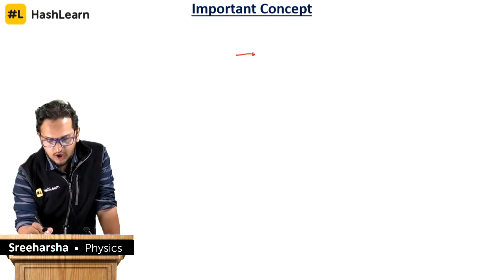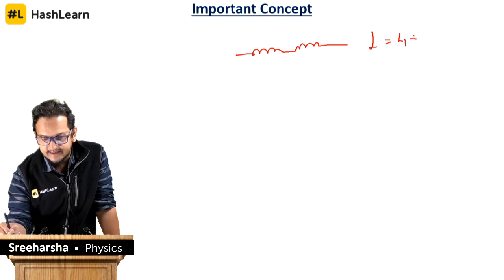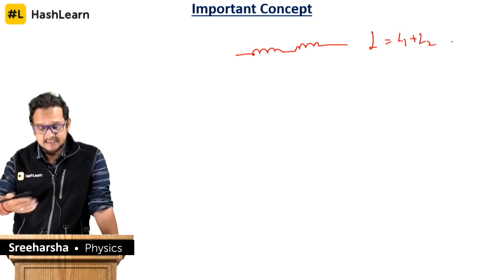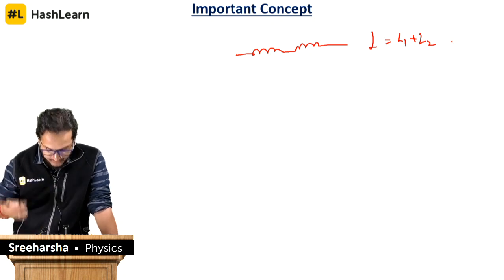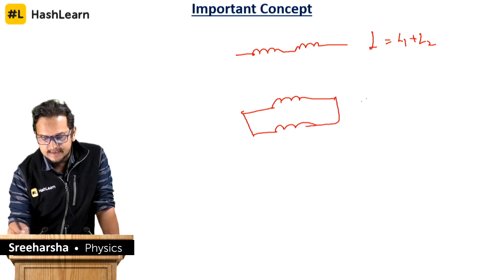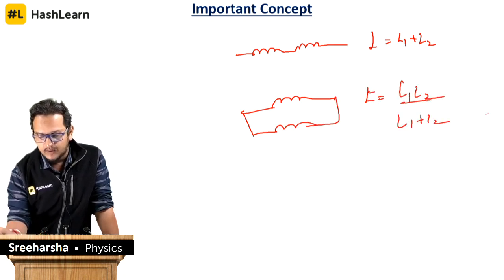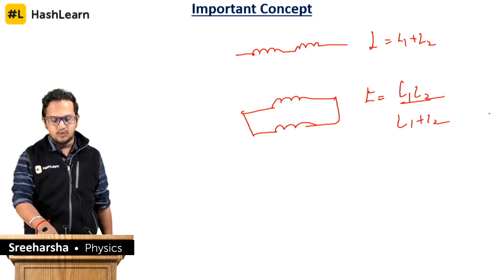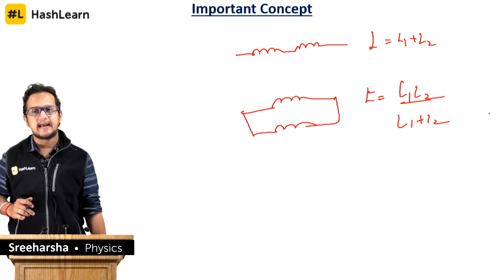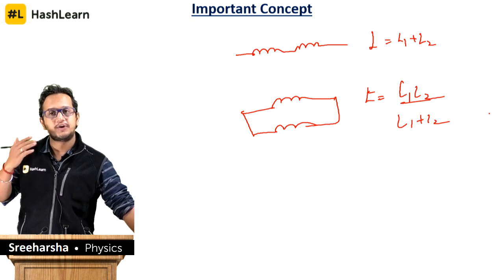And if you have two coils connected in series, then the effective self-inductance is given by L1 plus L2, same as resistors in series. And if you have them connected in parallel, then L effective is equal to L1 L2 by L1 plus L2. So with this, students, we have come to the end of the synopsis. Now we have the first problem on the screen for you.